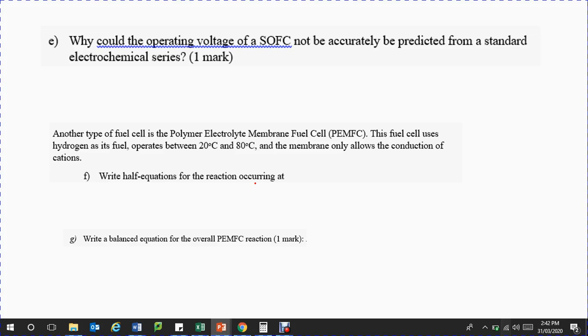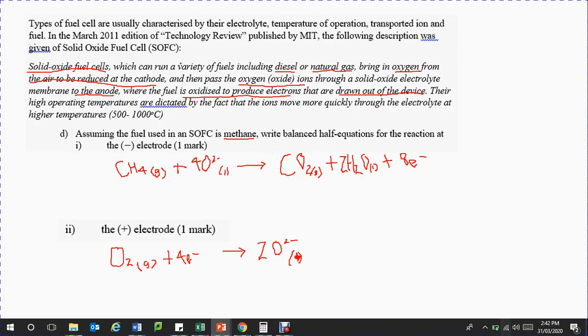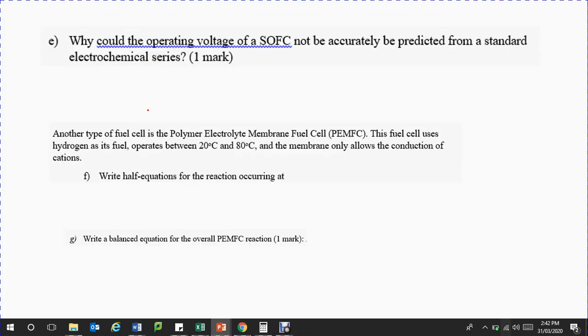Question E. Why could the operating voltage of a solid oxide fuel cell not be accurately predicted from a standard electrochemical series? Remember, the standard electrochemical series in your data booklets is done at 25 degrees. Whereas the information here tells us that this is occurring between 500 to 1000 degrees Celsius. So it can't be accurately predicted from the standard electrochemical series, which was done under standard lab conditions.